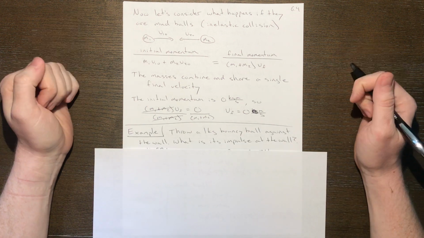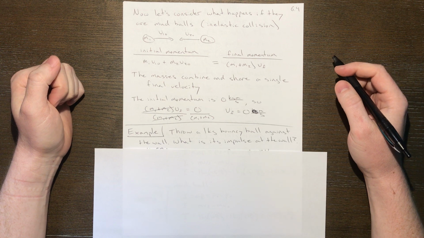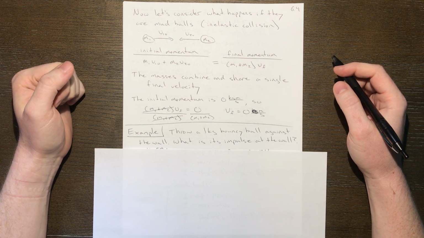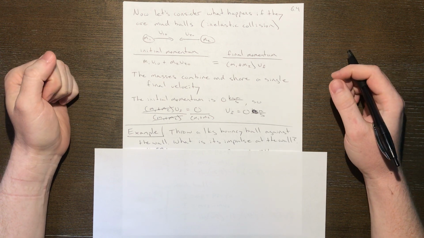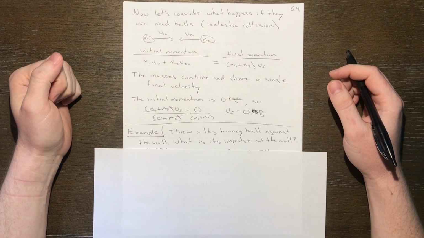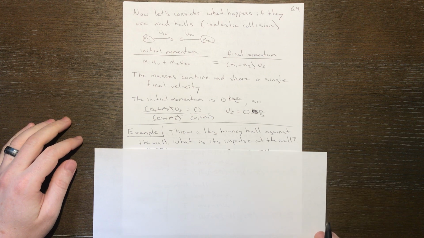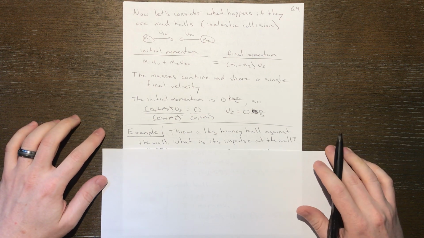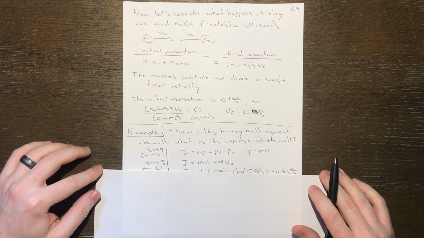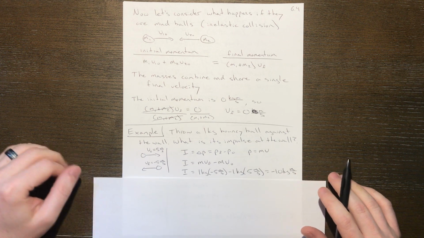We're going to first throw a 1 kilogram bouncy ball against the wall. And we're going to throw it with the same velocity as we used in our previous example for the collisions, 5 meters per second. And we're going to answer the question of what is the impulse at the wall? What is the impulse of the object as it hits the wall?